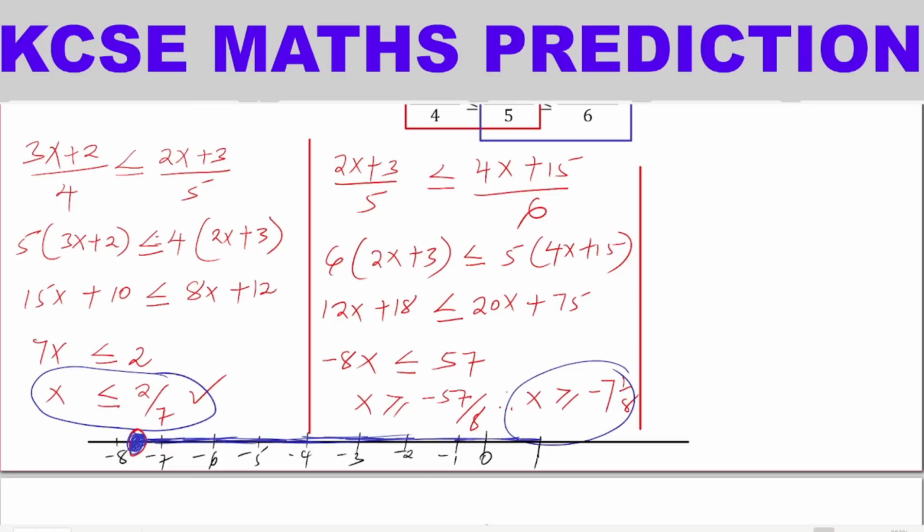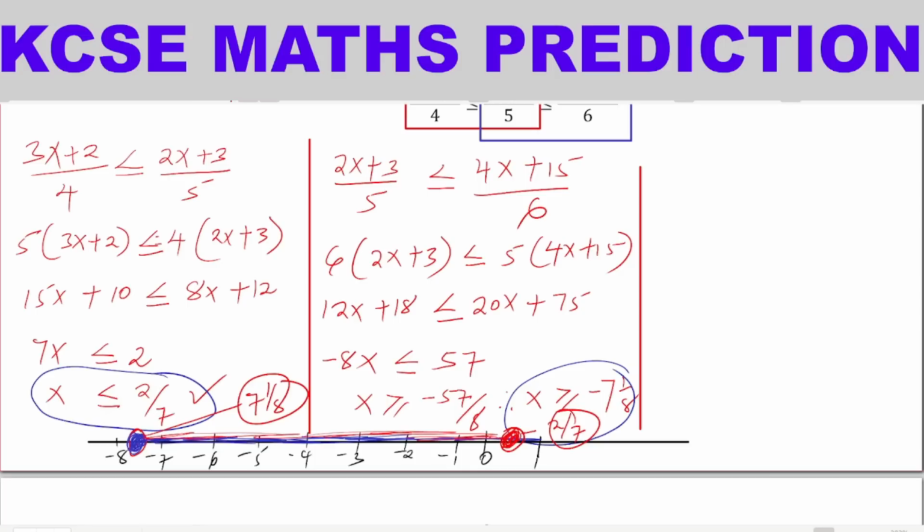And then the other one is x is less than 2 over 7. 2 over 7 will be somewhere here, just between 0 and 1. And less than or equal to, again, as is, you shade to the left. So this is 2 over 7. And then this one is negative 7 and 1 over 8. So for this one, you shade to the left.